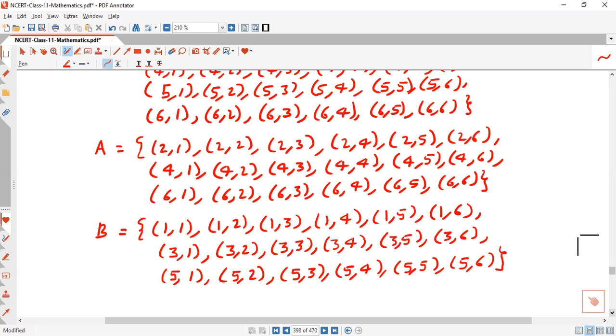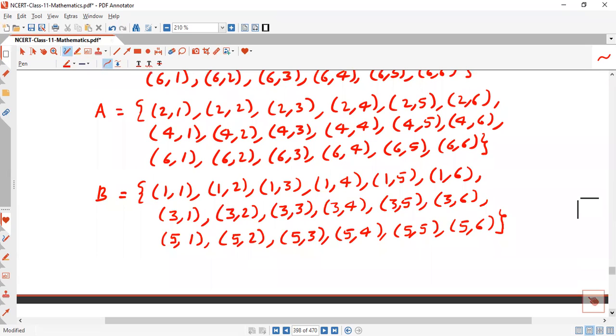Now we want to check whether they are mutually exclusive or not. A intersection B. You find out here: is any element common? Is 2,1 here? No. Is 2,2 here? No. Is 2,3 here? No. Any element that starts with a 2 is not available in set B.